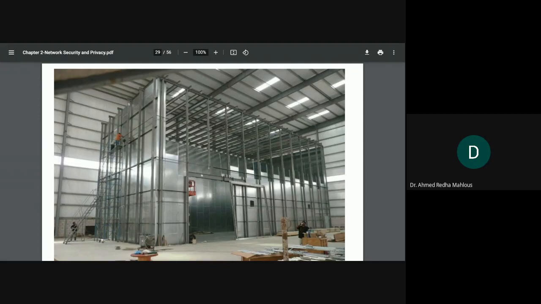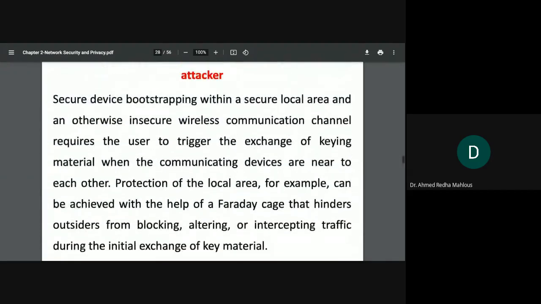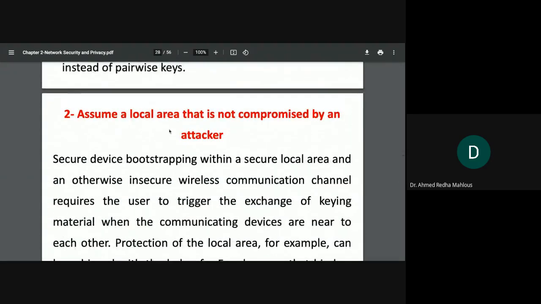and we are sure that this environment inside this cage is a secure environment, which means no one outside this cage can interfere or can listen or can send you a fake signal. Okay, so you are secure in this room, and no signal in, no signal out can get inside or go to the outside. This is what we mean by, let's say, securing a local area that is not compromised.